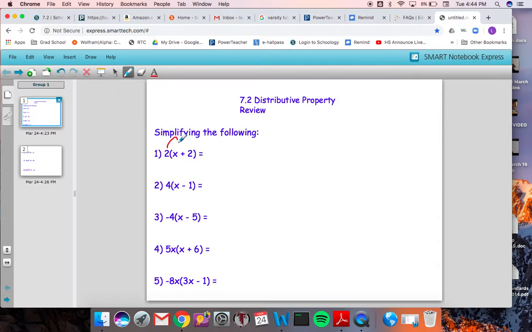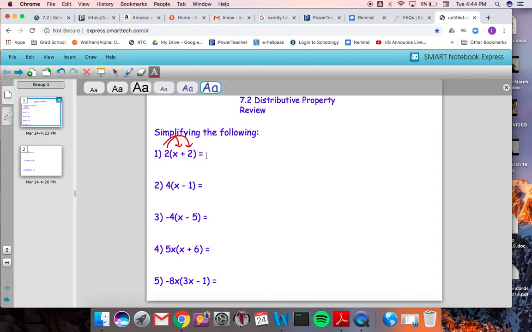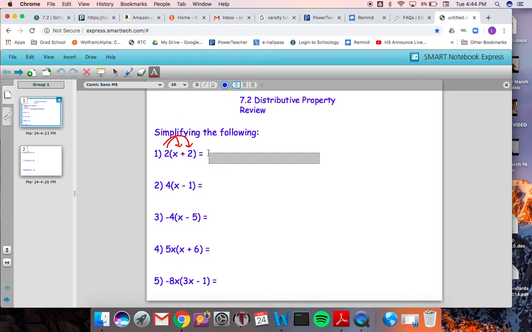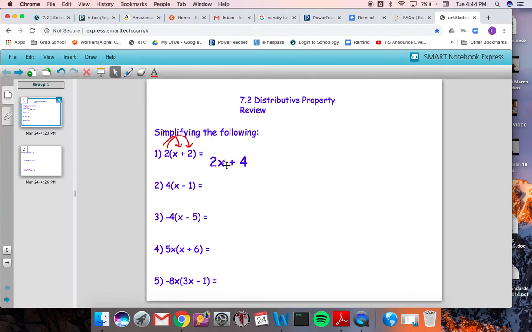So it's 2 times x and then 2 times 2. So you take the number in front of the parenthesis, multiply it to everything inside the parenthesis. So my answer would be 2x plus 4. So I'm going to write that. Oh, that's really big. You're going to write that in on your notes, all right?